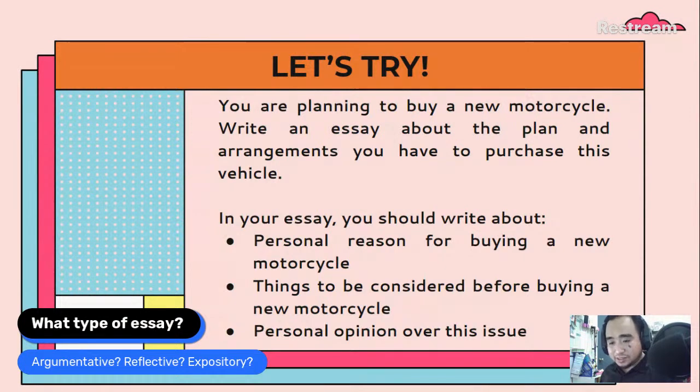If for this question you become neutral at the end, right? You talk about personal opinion is just you say we have to buy the motorcycle if we think it is necessary. However, we shouldn't buy a very expensive one. So it becomes neutral there, so it becomes expository. And reflective, if you talk about you have already bought, so it becomes a reflection of your experience buying a motorcycle. So this is actually a very open type of essay. It can be argumentative, it can be reflective, it can be expository, depending on how you write it, how you present the idea, and how you conclude at the end, the personal opinion over this issue. So that will determine whether it is argumentative or expository. Okay, thank you.